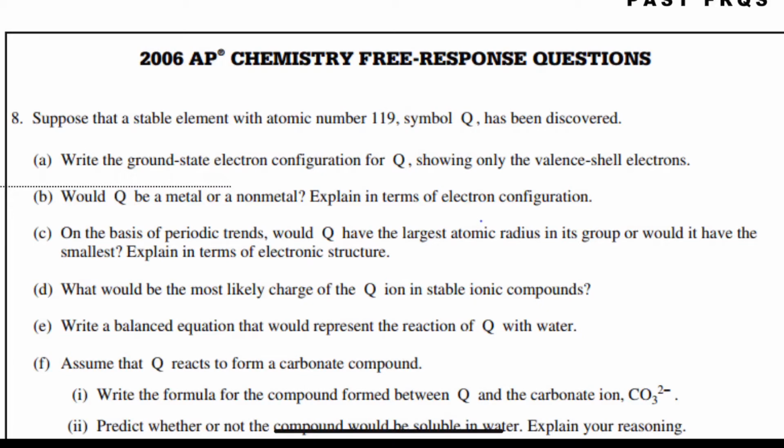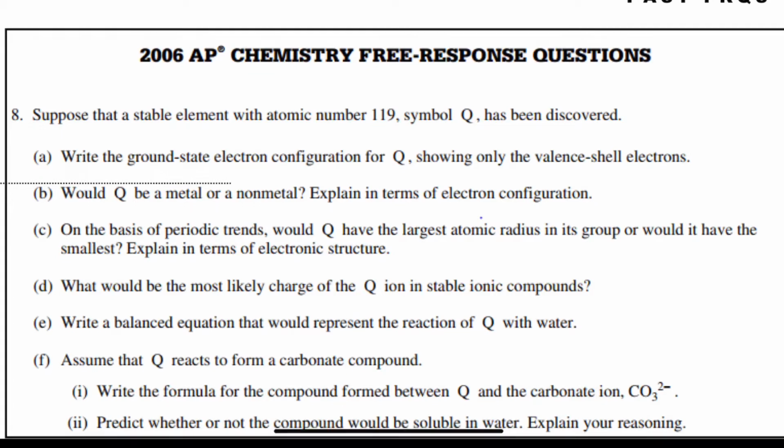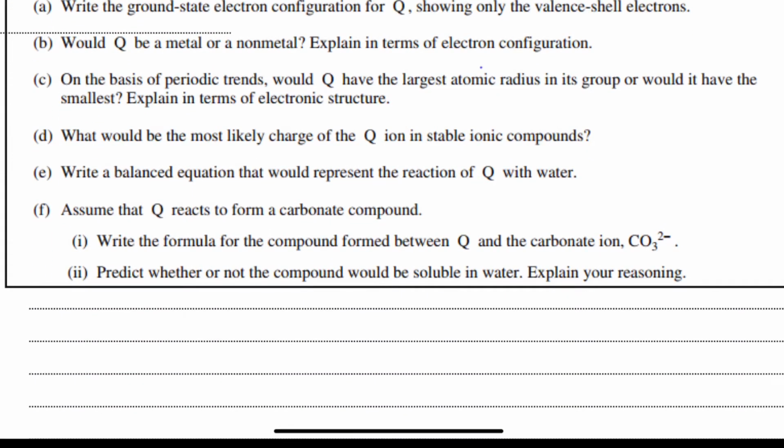In this video, we're going to take a look at the 2006 AP Chemistry free response questions, specifically question number 8. So question 8 says, suppose that we have a stable element with atomic number 119 and symbol Q has been discovered. Write the ground state electron configuration for Q showing only the valence shell electrons. So when they say showing only the valence shell electrons, this means using the noble gas configuration.